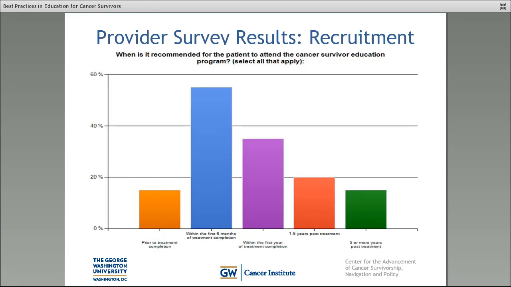We wanted to know when survivors were referred to these programs. As you can see, within the first 6 months after treatment completion was the most common. Also, most respondents said patients were referred to the programs by either the oncologist, a nurse, or they found out about the program themselves.